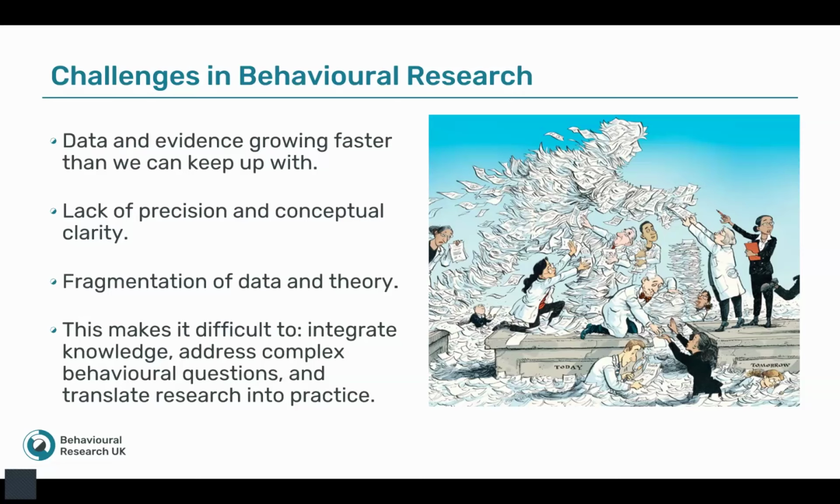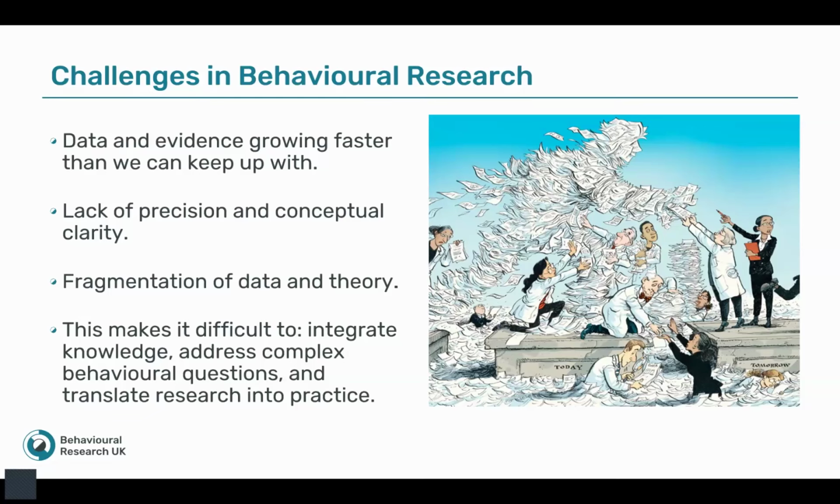Second, we have a lack of precision and conceptual clarity. So the way that we describe and report our findings, our constructs and our data can be inconsistent, it can be vague, it can be ambiguous, and it can be missing in key details. And this makes it really difficult for others to fully understand, integrate and build upon our work.